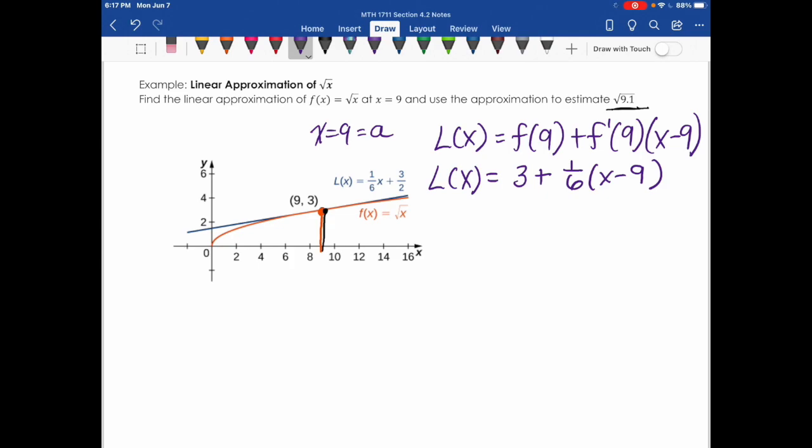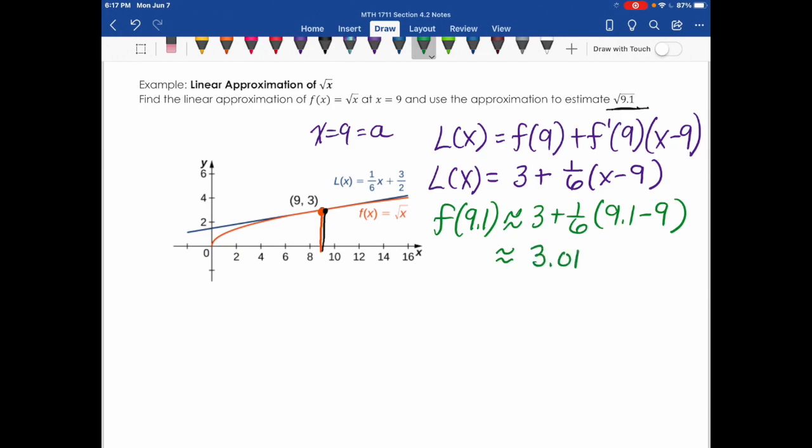Okay, so now we're going to approximate the value of the function at 9.1 by using this tangent line. So I'm going to write down f of 9.1. Now the key is to say that this is approximately 3 plus 1/6 times 9.1 minus 9. And when we put that in on the calculator, what we're going to get is 3.0167, if we round it to 4 places.